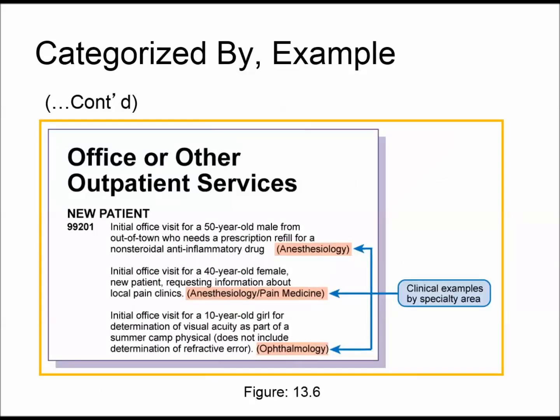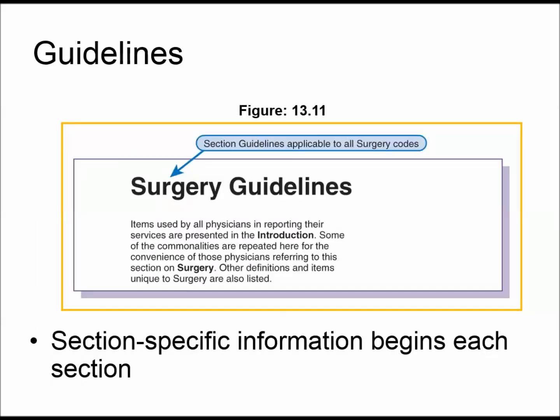Now, an example of that would be in your E&M section. The main section is your E&M. And as you can see, one subsection of the E&M is office or other outpatient services. That's a subsection. But then that's subdivided into what is known as a subheading, and in this case, it is new patient. So here you see an initial office visit for a 50-year-old male from out of town who needs a prescription refill for a non-steroidal anti-inflammatory drug. Initial means the first visit. And then it would go on to have another subheading showing as established.